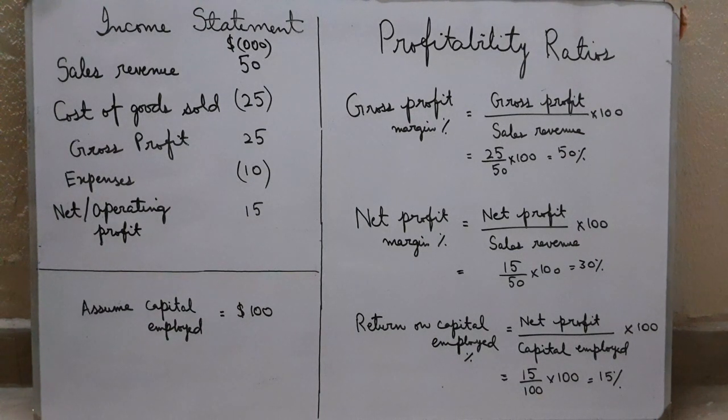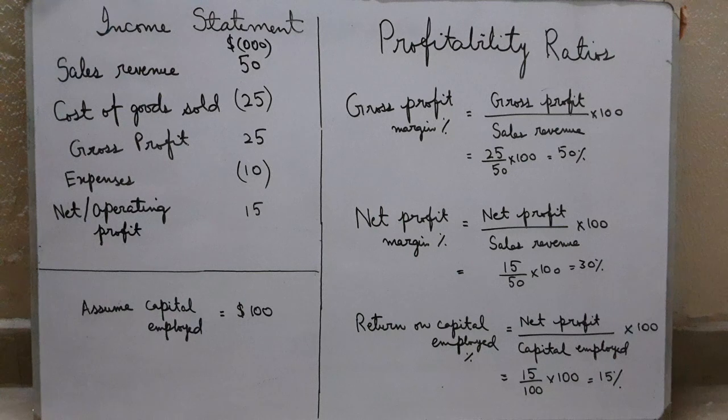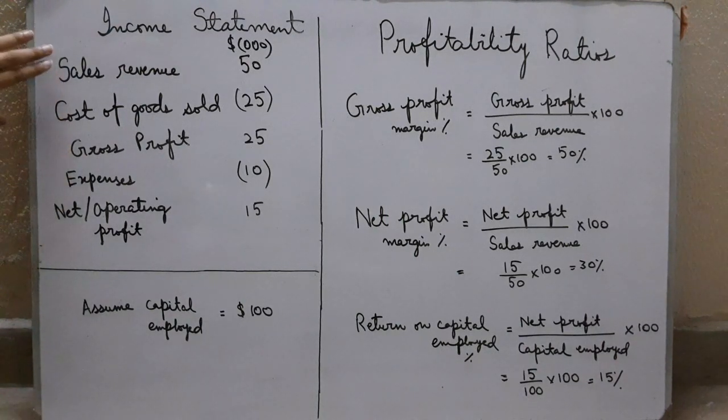So for example, if I say that for the next year it comes out 60%, which means from 50 to 60% it has improved. Now what is the interpretation of this improvement? You definitely have improved your gross profit. That's why you have better gross profit margin. But what is the reason behind the increase in gross profit? Either there is an increase in sales revenue or a decrease in cost of goods sold.